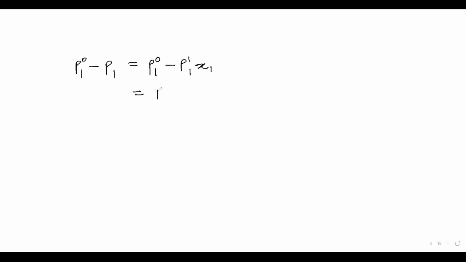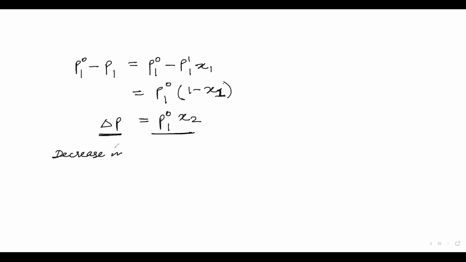Now this was equal to how much? P naught of 1 times 1 minus chi 1. P1 is taken out here, and 1 minus chi 1 will be equal to chi 2. So this is delta P. Now the change in pressure, the decrease in vapor pressure, is directly proportional to the mole fraction of solute.